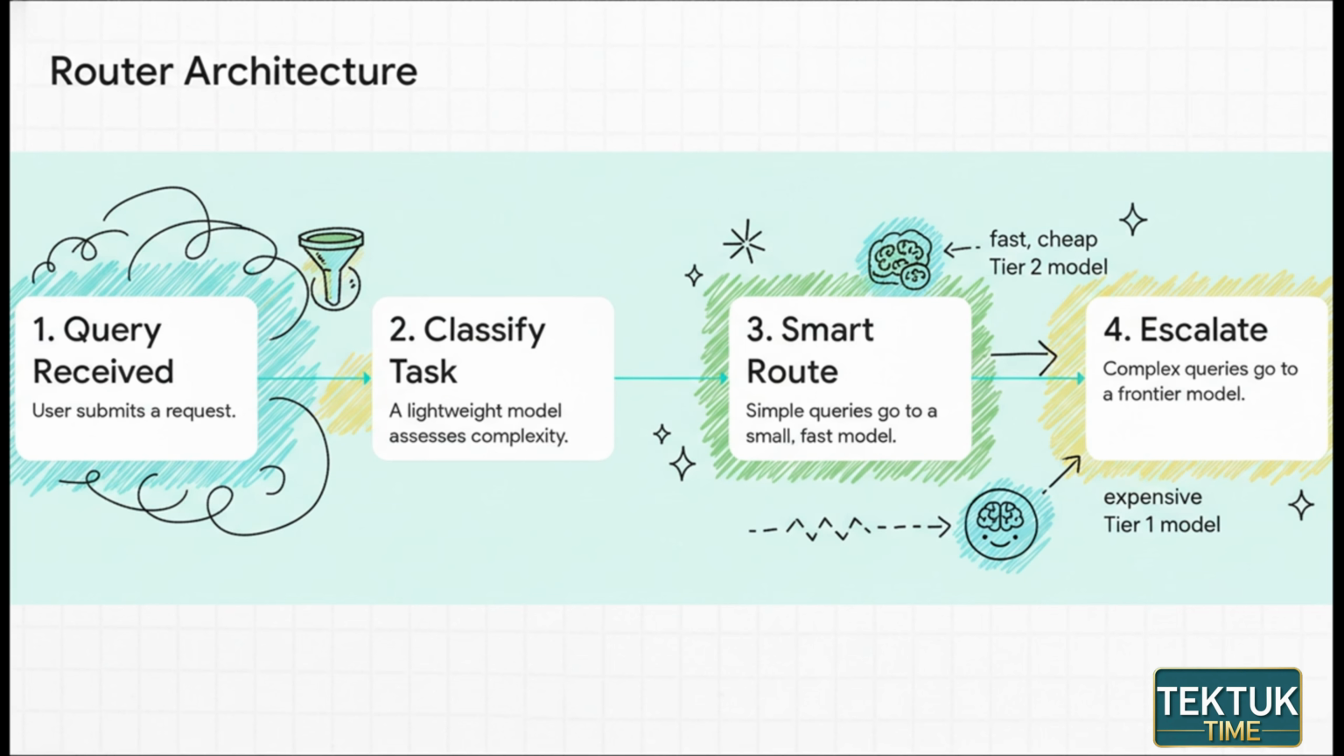So when a query comes in, you don't just immediately send it to your big, expensive model. No. First, a tiny, cheap classification model, a Tier 3 model, takes a quick look. It just asks, is this question simple or is it hard? If it's simple, it gets routed to a fast, cheap Tier 2 model, and only the truly complex queries get escalated up to that expensive Tier 1 model. It's really the best of all worlds. It's fast and cheap for most tasks, but you still have all that power when you really need it.